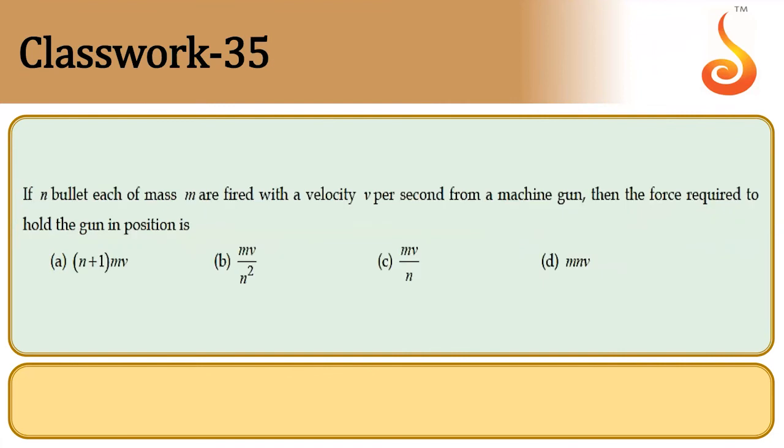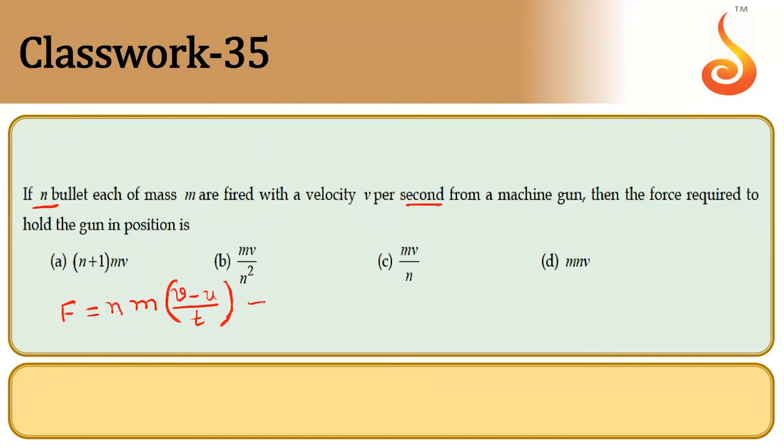N bullets each of mass m are fired with velocity v per second from a machine gun. Then the force required to hold the gun in position is? See, whatever force the bullets exert on the gun, the same force you have to apply on the gun to hold it. Otherwise, it will recoil. The forces should be equal according to Newton's third law. What is the force exerted by a bullet? That should be mass into change in velocity divided by time taken. This is by one bullet. There are n bullets fired per second, so it should be n times.